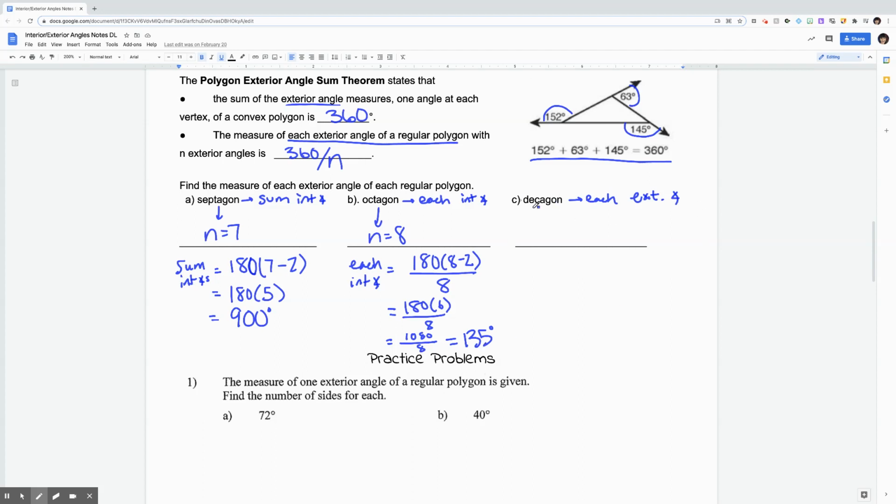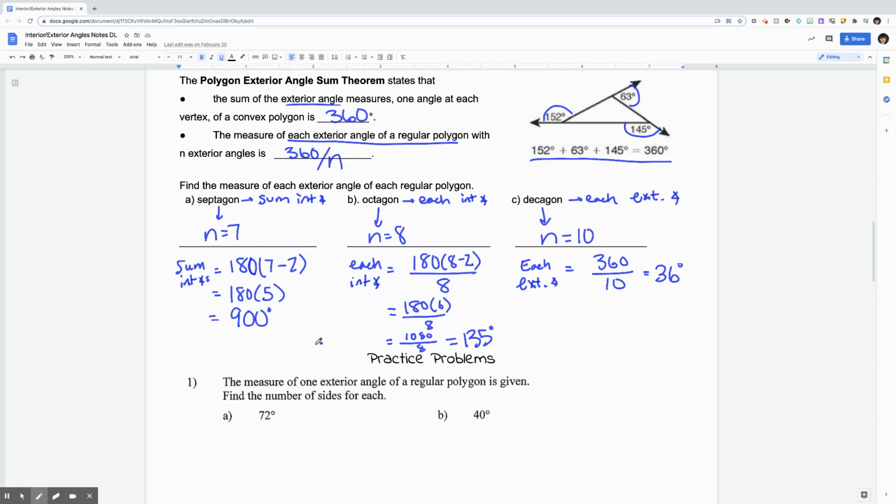All right, and then the last one here is a decagon. A decagon has 10 sides. Decade is 10 years, decagon 10 sides. Okay, so if I want to find the measure of each exterior angle, that's just 360 divided by n, which is 10. And that's a pretty quick one. So 36 degrees would be my final answer.